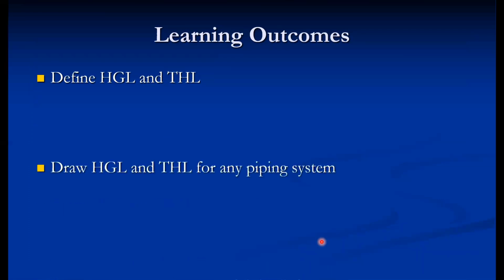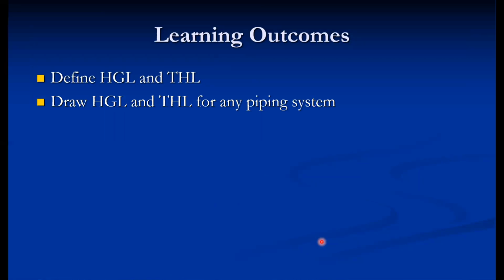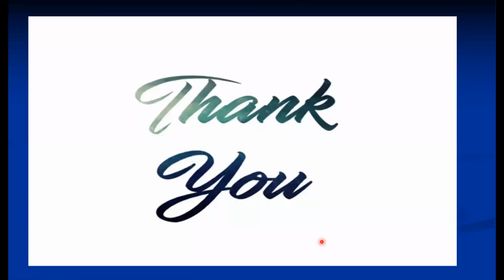So that's it from this particular session. At the end of this session, you should be able to define HGL and TEL or EGL. HGL is nothing but the line joining the piezometric head at different sections of the pipe. TEL is the line joining the total head at different sections of the pipe. You should be able to draw HGL and TEL for any piping system. We have seen some examples. Accordingly, for any piping system, you should be able to draw these lines, based on measurement, of course.